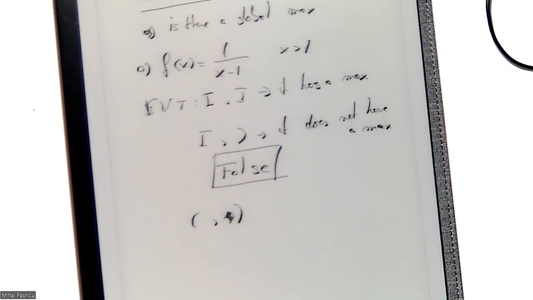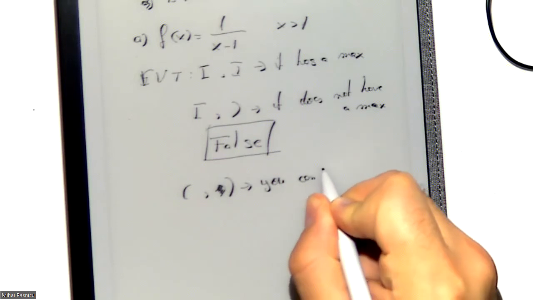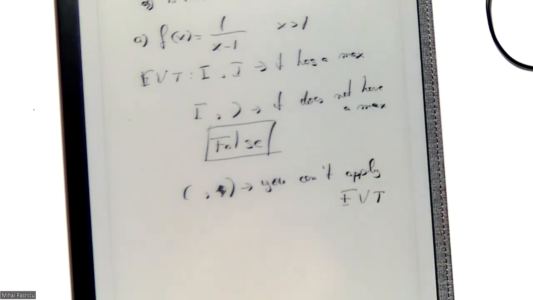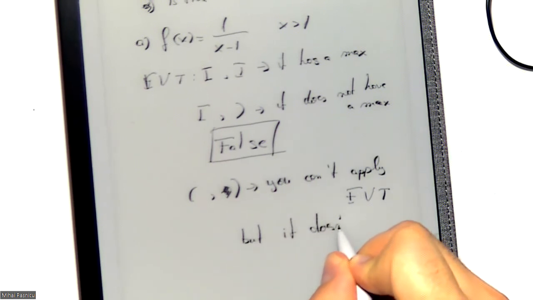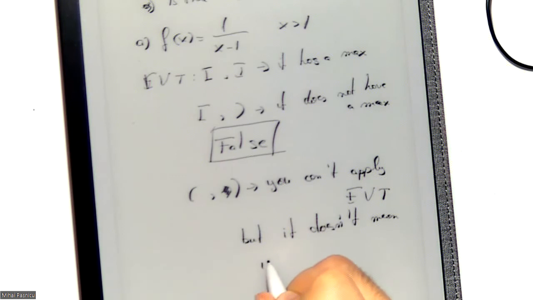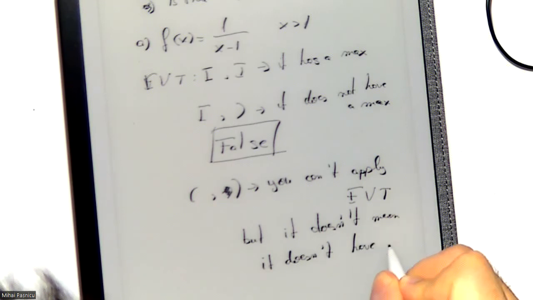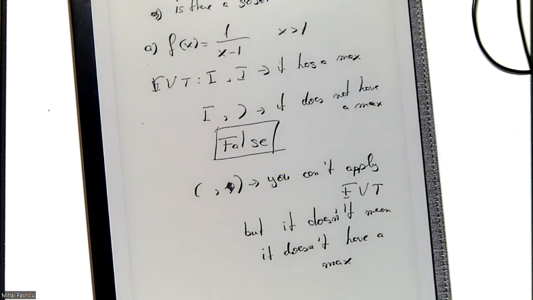So if it's like this, it means that you can't apply the extreme value theorem, but it doesn't mean it doesn't have a max. Okay, so this is something that I've seen across a lot of people.